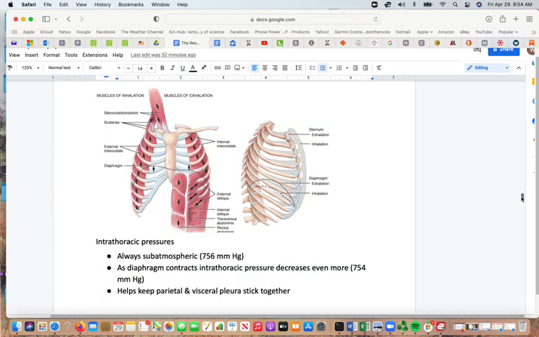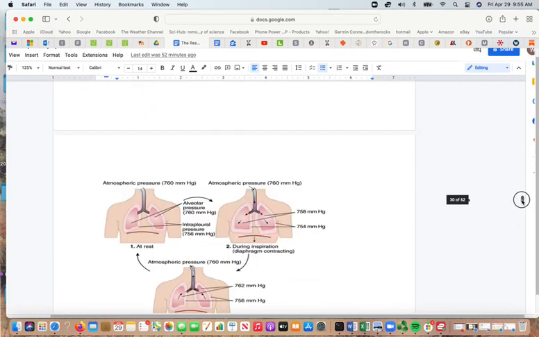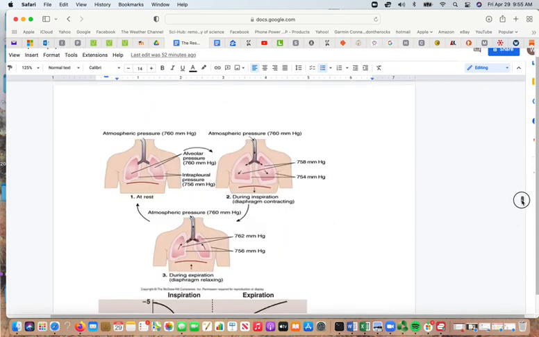So your intrathoracic pressure, it's always subatmospheric at 756 millimeters of mercury. This is comparing at sea level. But when the diaphragm contracts, the pressure will decrease even more, down to 754. So this helps keep the parietal and visceral pleura sticking together. So this is showing here your alveolar pressure at rest at 760, the intrapleural pressure 756.